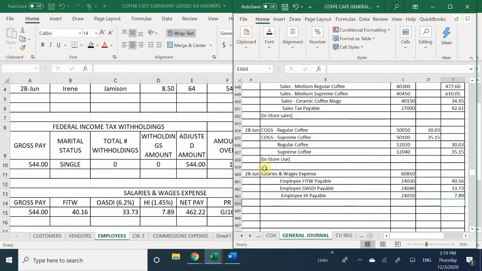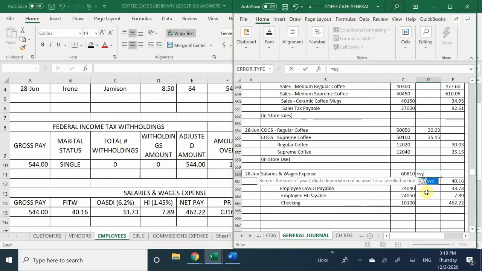Is it going to be checking? Yes, you're going to have to write her a check. Right. So checking 10-100. And how much is the check written out for? That is going to be for $462.22. Okay. Making her total salary and wages, which is her earnings.